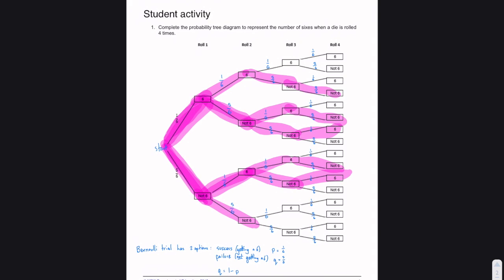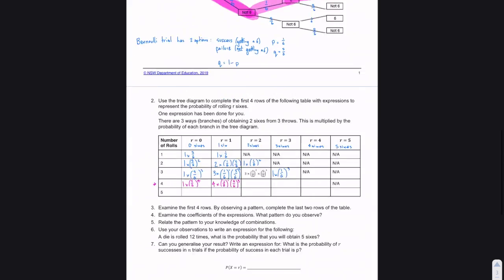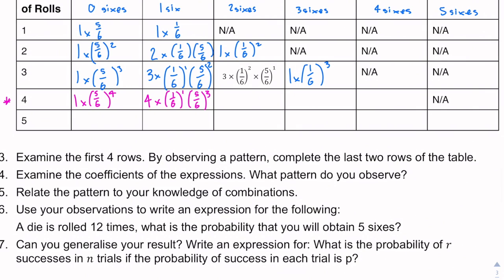Not first, did get second, not third, did get fourth. Not first, not second, did get third, did get fourth. 1, 2, 3, 4, 5, 6. No, that's the only ways to get it. So there's 6 ways, and each of those had 2 times we rolled a 6 and 2 times we did not.